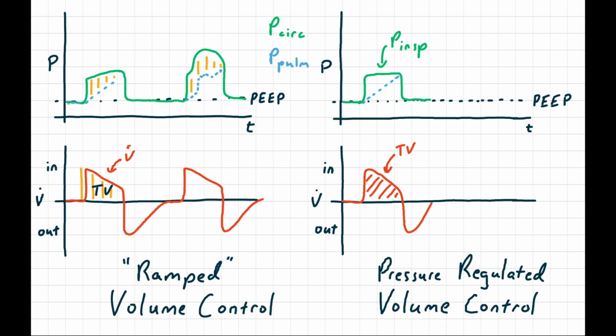Now let's see what happens in pressure-regulated volume control. Since this breath is pressure limited, we start up on the pressure time graph, draw out our inspiration. As the patient coughs, this causes the delta between pulmonary pressure and circuit pressure to decrease, which means decreased flows and a decreased tidal volume.